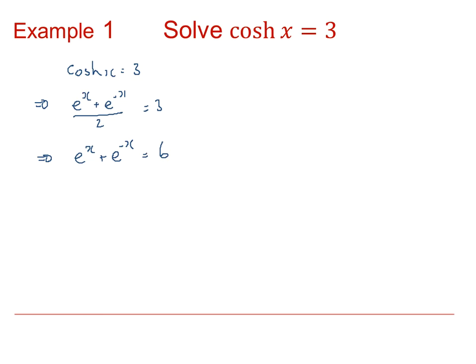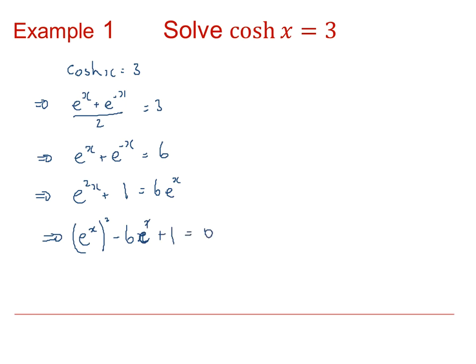If you multiply through this equation by e to the x, that becomes e to the 2x plus 1 is equal to 6e to the x. So this is then a quadratic in e to the x. It's equal to e to the x all squared, e to the 2x that is, minus 6e to the x and plus 1. And that must be equal to 0.